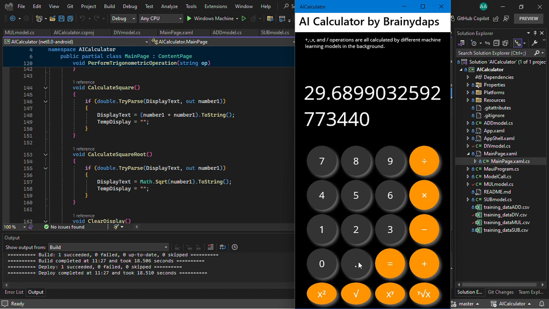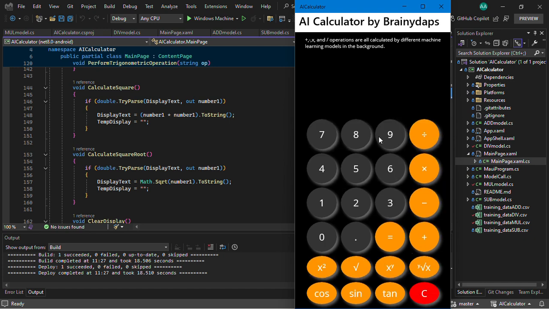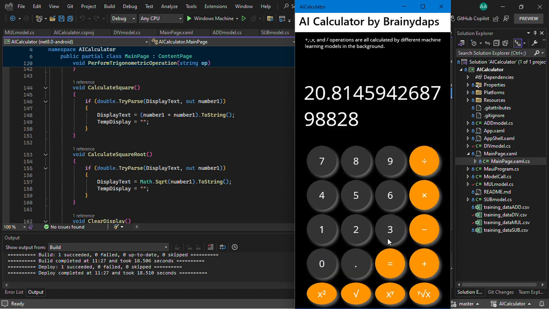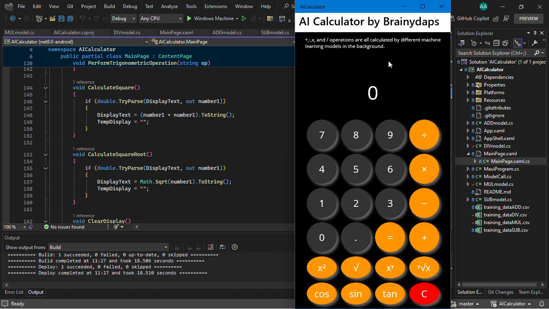Now let's try something else again. Let's try 90 divided by 3. 90 divided by 3 should be 30. Okay, it gave us 20 instead of 30. At least it got some of the predictions correct, but not everything. So the whole point of this AI calculator is just to show the power of artificial intelligence, how it actually works behind the scenes, and how you can use it to make pretty accurate predictions.